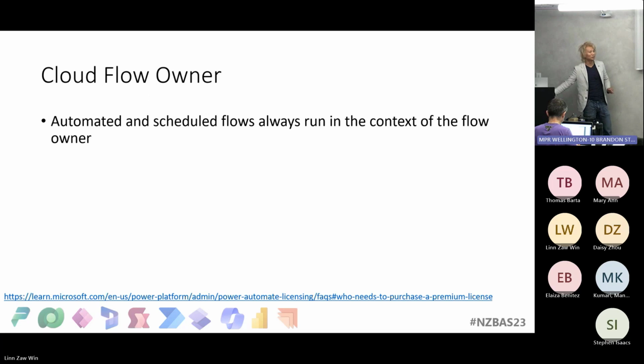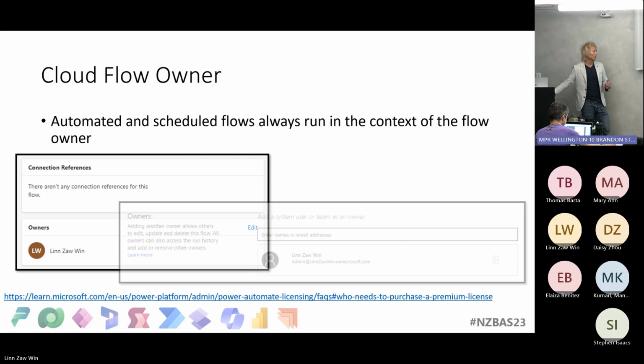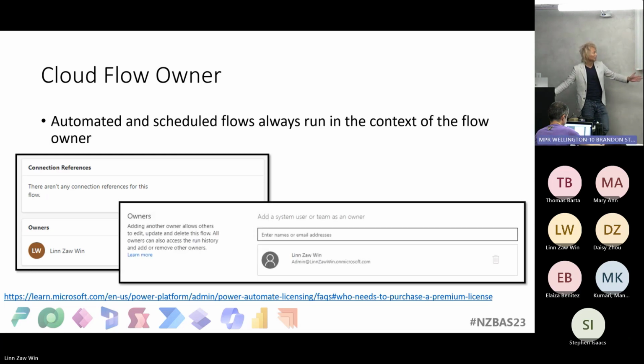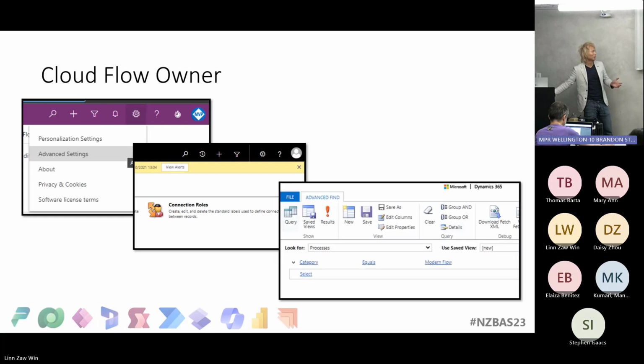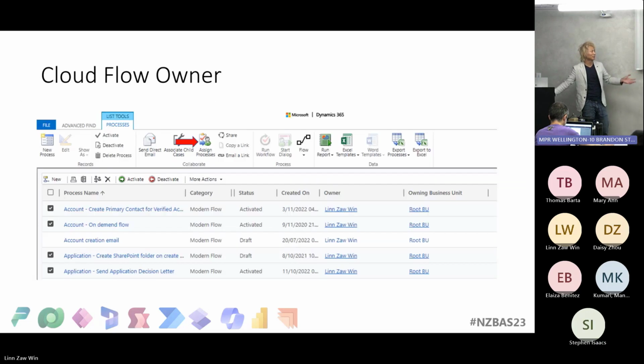Always the Cloud flow owner is the one who is consumed for these request limits for automated and scheduled flows. So you can't really edit it from the flow designer. Microsoft recommends to update the web API, but the easiest way is to go to the classic advanced settings, and then you can reassign all the flows. It's easier that way.